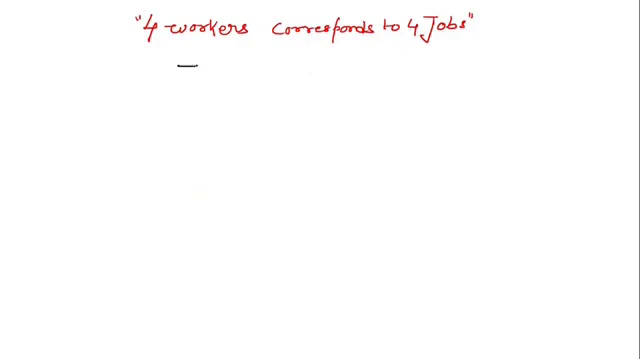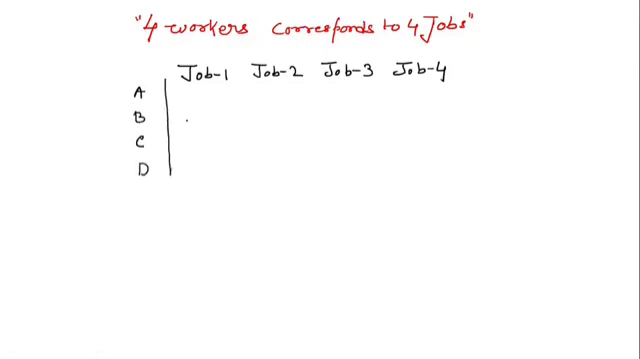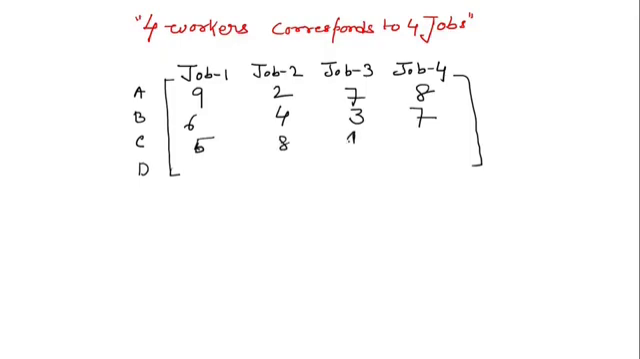Let's say this is job 1, job 2, and these are the workers, A or B. 4 workers are there. Let's say values are, the cost is 9, seven.